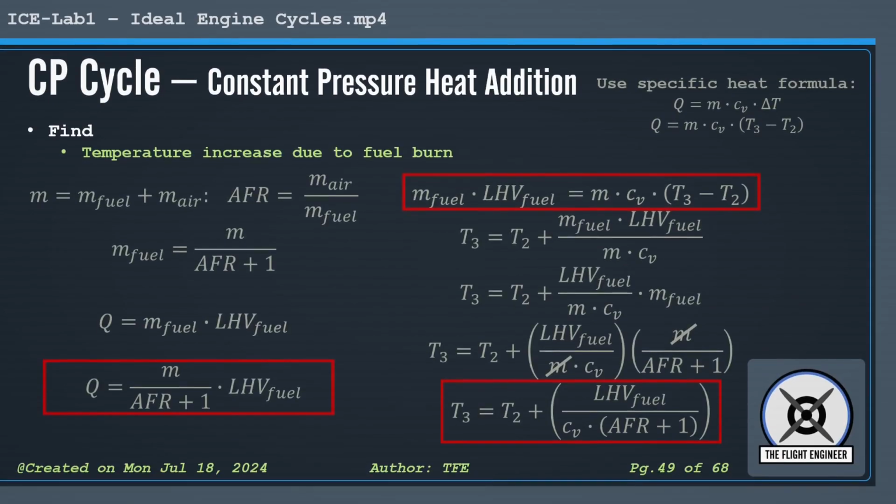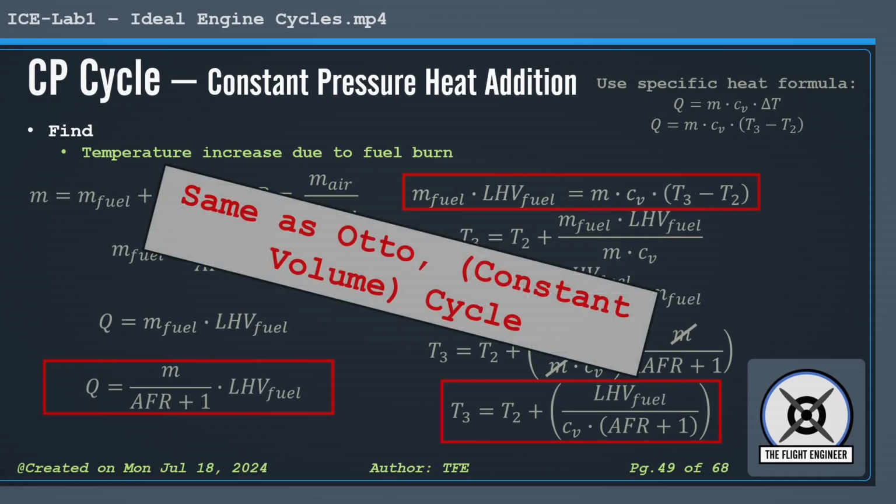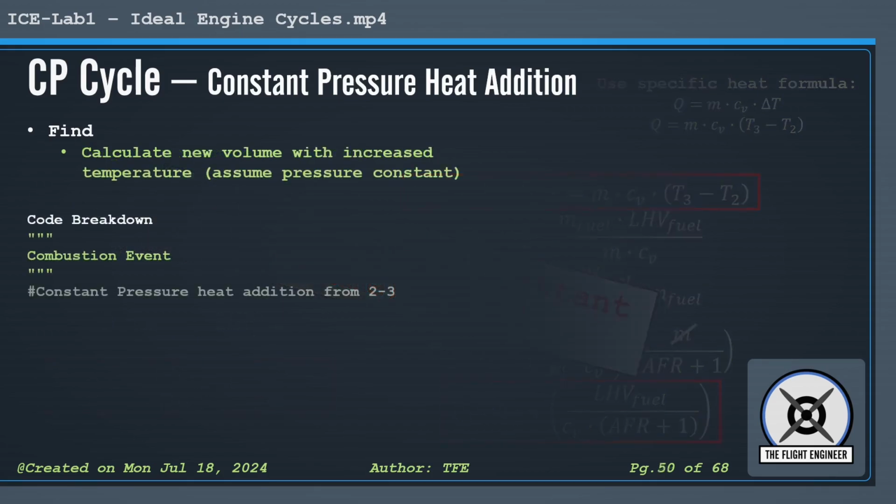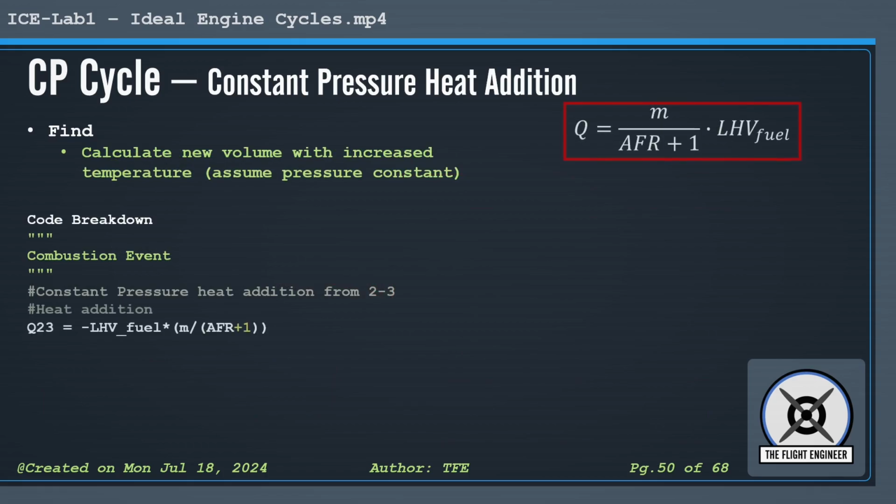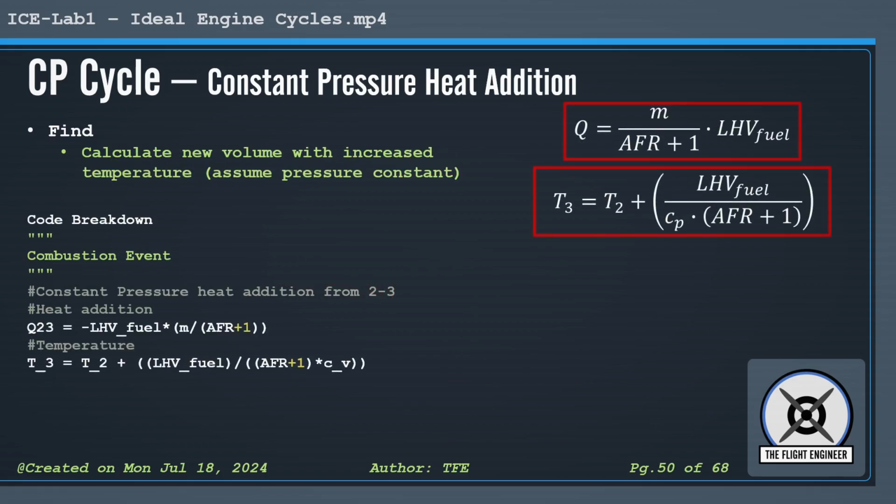Once again, the whole process of finding fuel mass, heat added, and temperature rise is going to be exactly the same as that in the spark ignition cycle. Jumping into the code, our calculations for Q23 and temperature are going to remain the same, but this time when we calculate pressure, we keep it constant from 2 to 3.